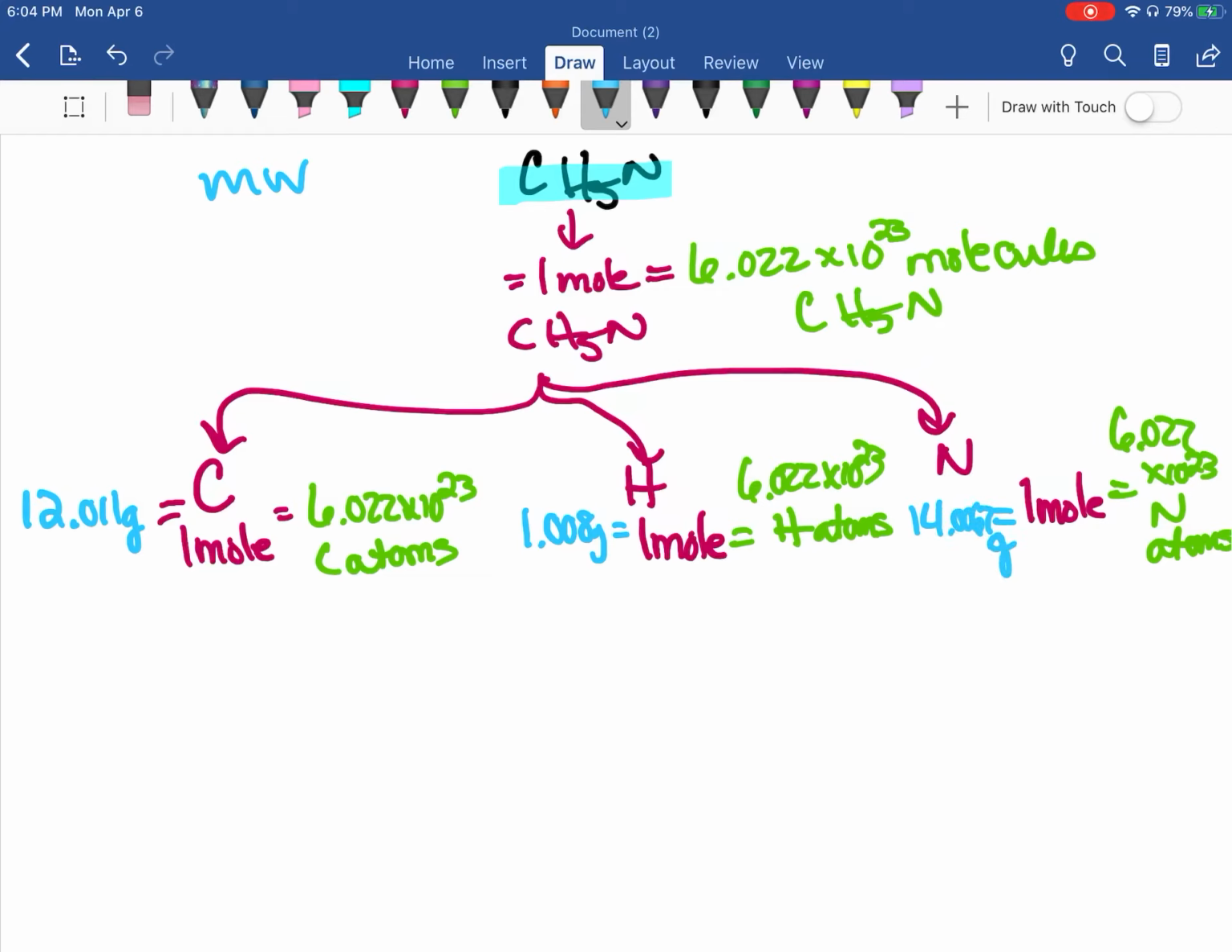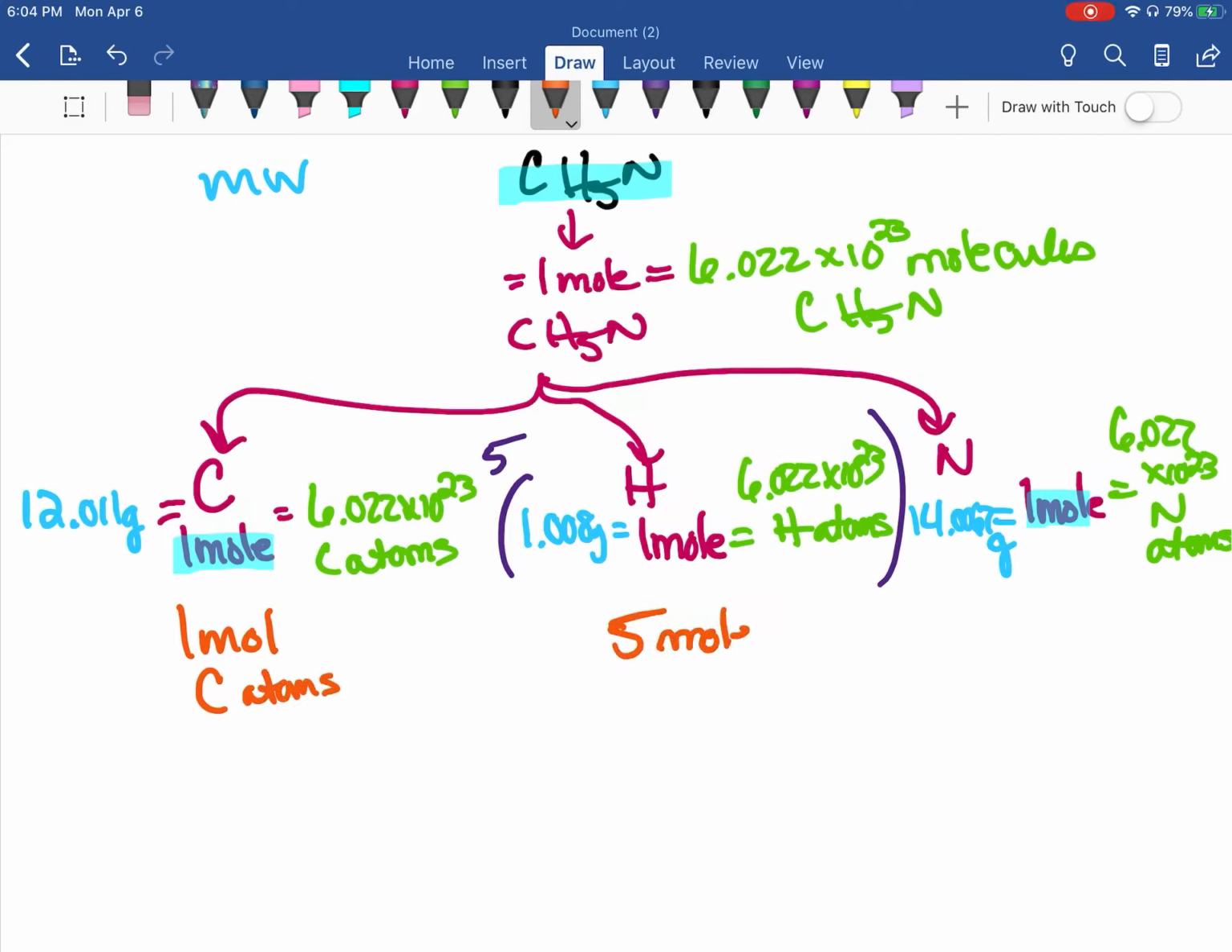Okay, now each one of these CH5N, do we have 1? Yes. 1? Yes. But this time we have 5 in that hydrogen. So what is our mole ratio then? Let's write that in orange. We have 1 mole of carbon atoms, 5 moles of hydrogen atoms, and 1 mole of nitrogen atoms. Okay, so let's add that up and get our molecular weight.